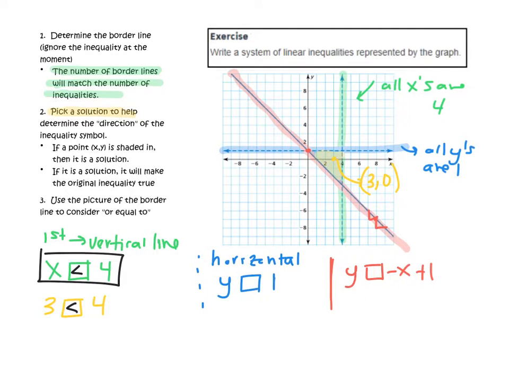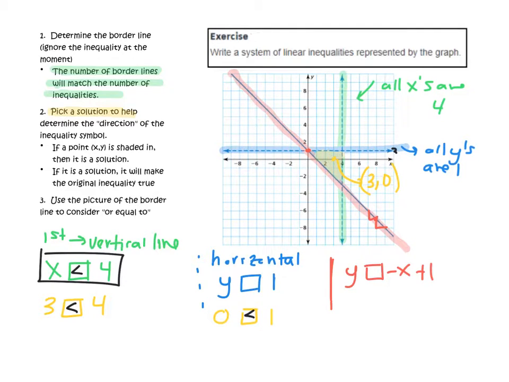Testing the next inequality, if I plug in the point (3, 0), the y value at that point was 0, and that's being compared to 1. And again, that was a solution, so it needs to be true, and 1 is bigger than 0. The next thing I noticed too, this is also an open line.